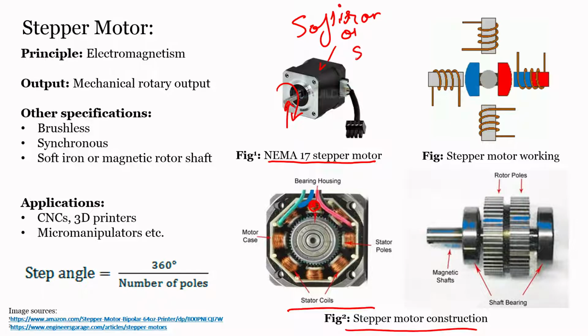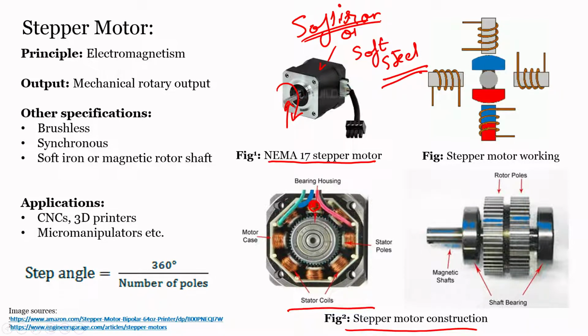or soft steel, okay. These are magnetic materials, generally paramagnetic materials, okay. So these shafts are made up of soft iron or soft steel. There are different types also. I will let you know once we discuss further, okay.